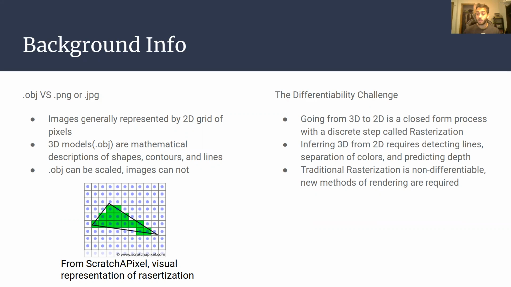And that is where the differentiability challenge comes in. Going from 3D to 2D is a step called rasterization, and you basically take samples from the view you're looking at, and going in the opposite direction is non-differentiable with our traditional outlook on rasterization. It's very difficult for computers to infer those mathematical equations, arcs, and lines from merely a grid of pixels, even if those are coming from many different angles.